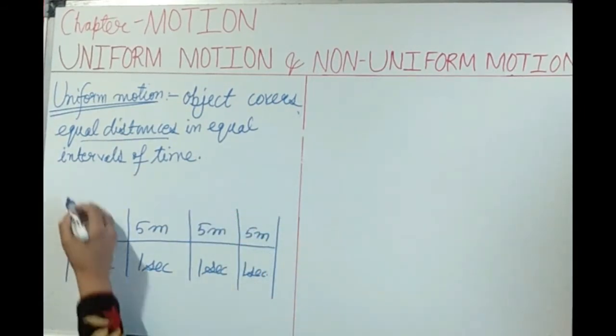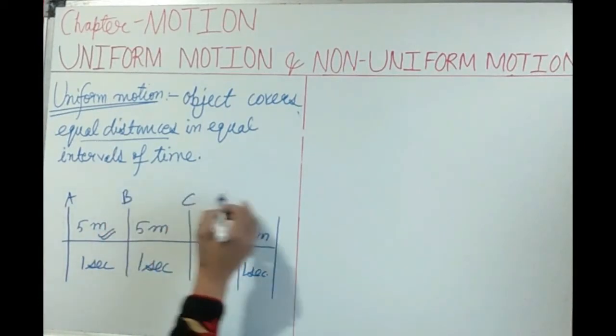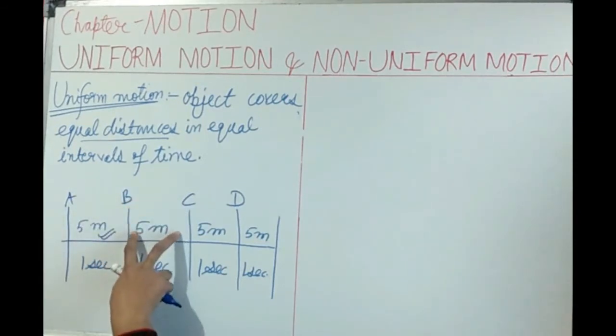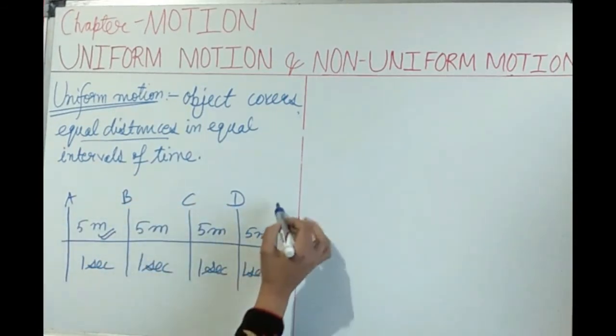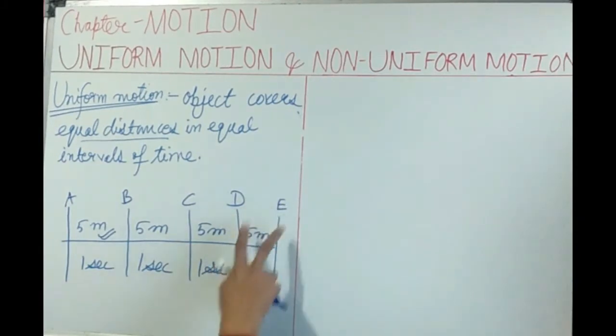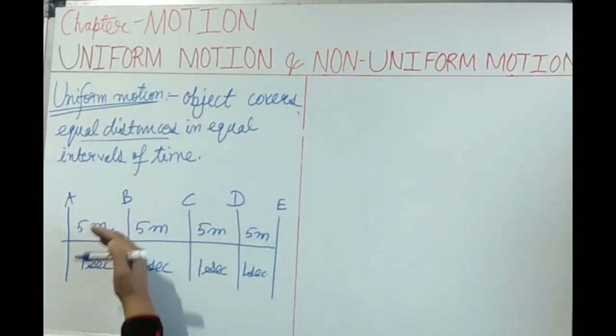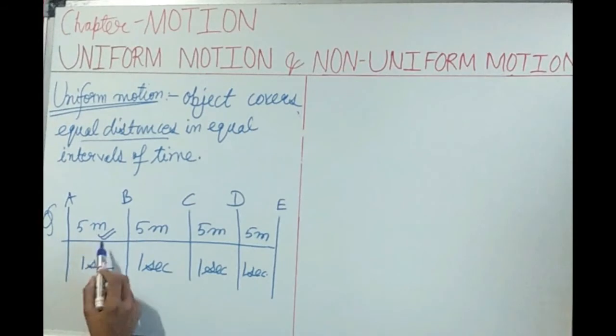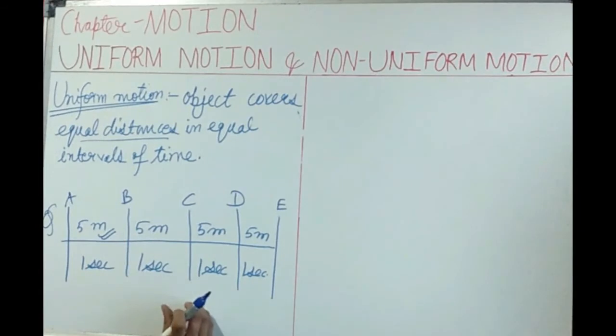Let's mark these points as A, B, C and D. The distance between A and B is 5 meters, B and C is 5 meters, C and D is 5 meters, and this is point E. D and E, the distance is 5 meters, and the time interval between these points is 1 second. The object has started from point A and it is covering 5 meters of distance in 1 second. In the next 1 second, it is covering 5 meters accordingly. So it is covering equal distances in equal intervals of time. That is called uniform motion.